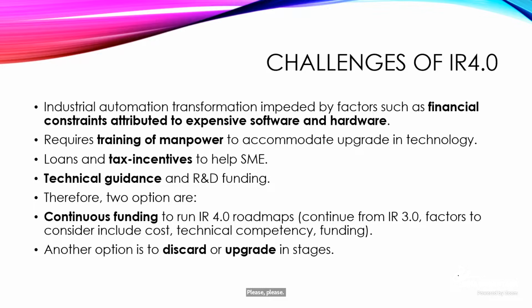Okay, so because of this constraint faced by most SMEs, they have two options. The first option is to consider continuous funding. That means because the transformation from IR 3.0 to IR 4.0 is not one off, but it proceeds in several stages, they have to project their costs, the technical competency, and their funding required throughout those stages. So that way, they don't have to keep requesting funding from the government. This is one of the constraints because the projection of how much cost they would require in the future cannot be foreseen. Again, in order to foresee these challenges, we need someone with knowledge in IR 4.0.